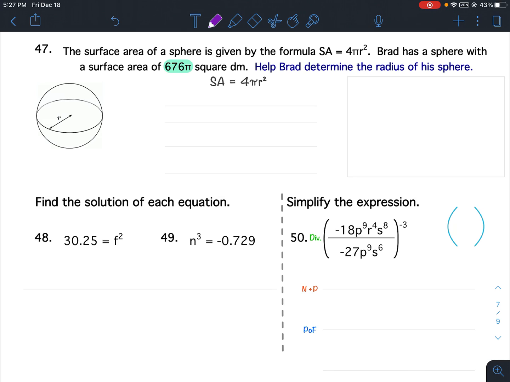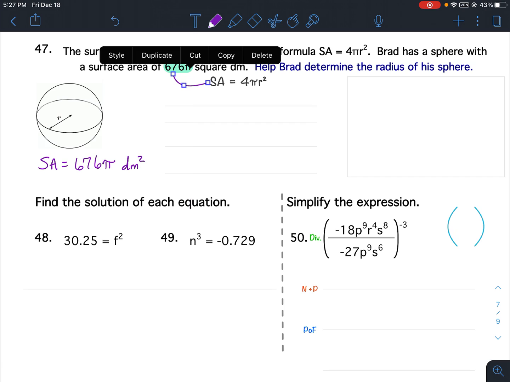Starting with question 47. The surface area of a sphere is given by the formula surface area equals 4 pi r squared. Brad has a sphere with a surface area of 676 pi square decimeters. Help Brad determine the radius of his sphere. So his surface area is 676 pi decimeters squared. So we're going to take that 676 pi and plug it in for the surface area. I already wrote the formula down. You should too.